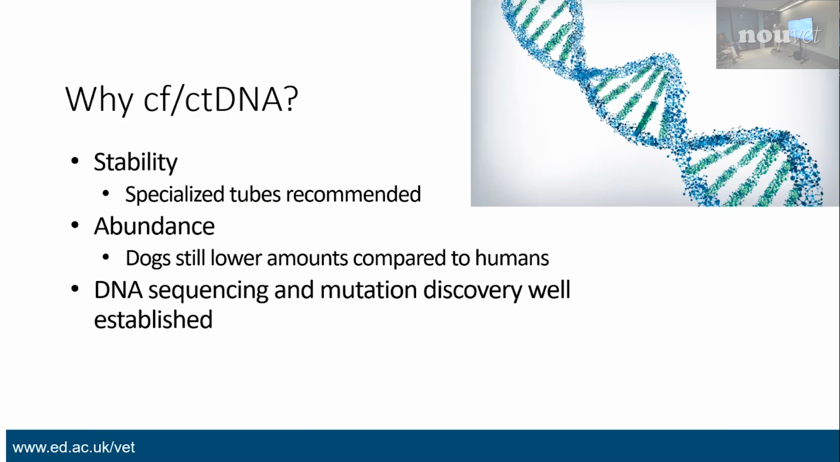The reason in humans why they selected this molecule is also abundance. So it's very abundant in the circulation of humans with cancer in the majority of cancer types. It's a little bit more problematic, we found initially in dogs, but it's good enough to get as much as we need. And then all the DNA sequencing and mutations are well established in humans. So then we can use this and find the mutations in the circulation.